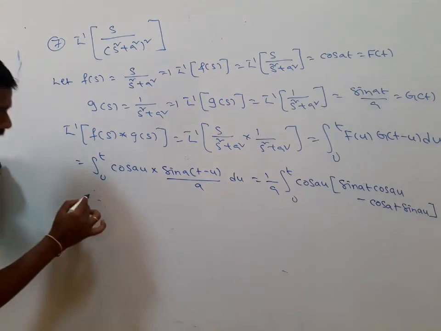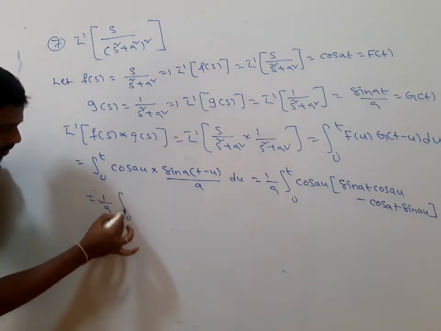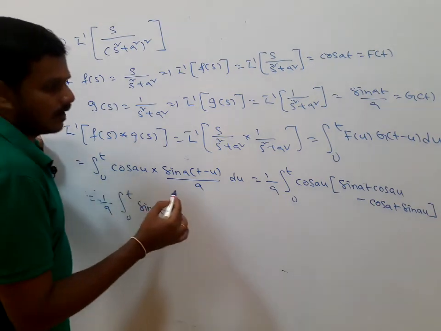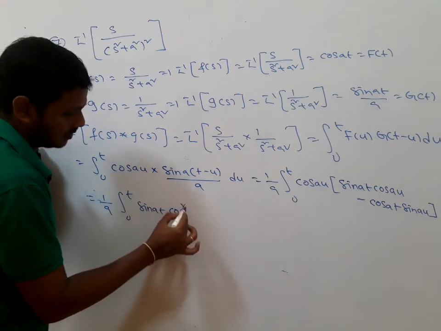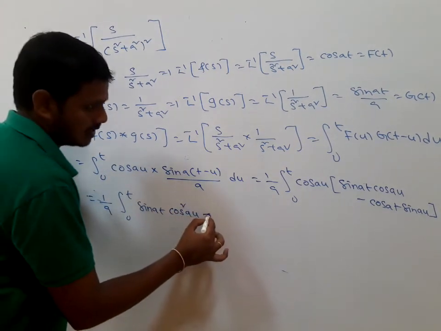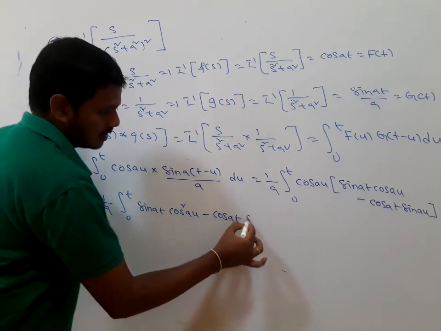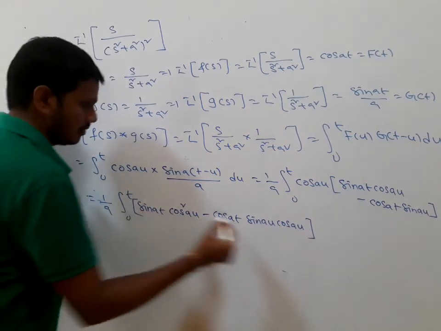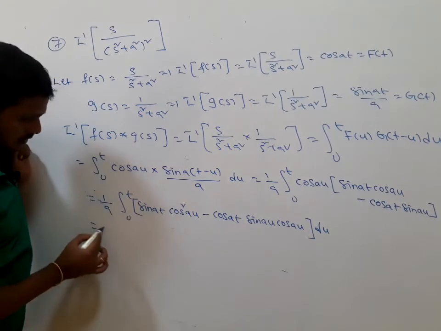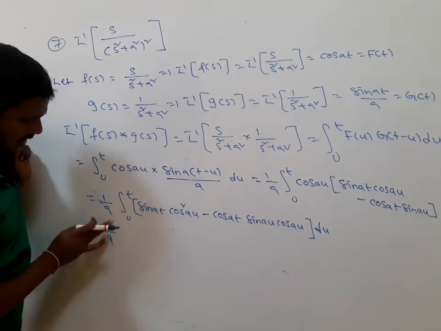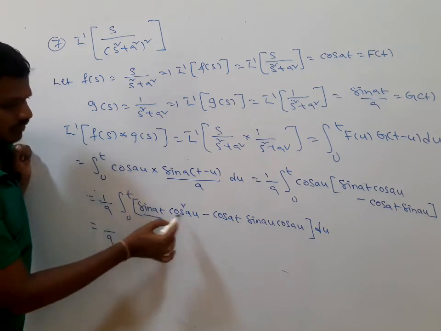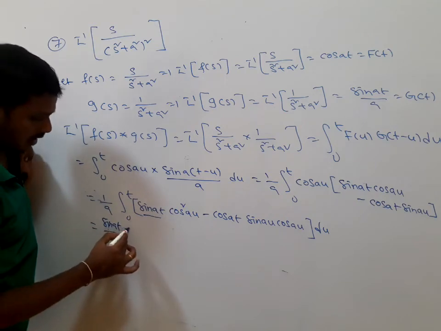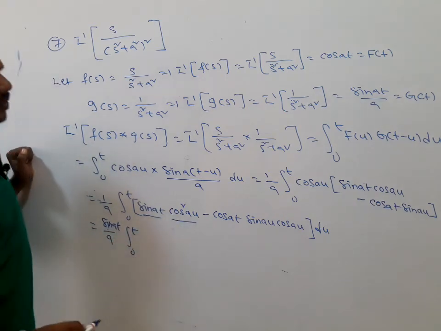So this can be written as 1 by a of integral 0 to t multiplying with sin at cos square au minus cos at sin au cos au du. Now separating the integral, sin at by a is independent of u, integral cos square u.